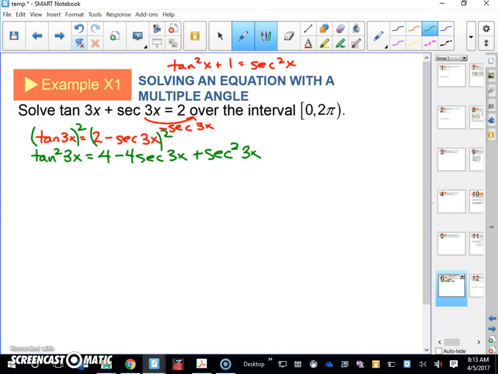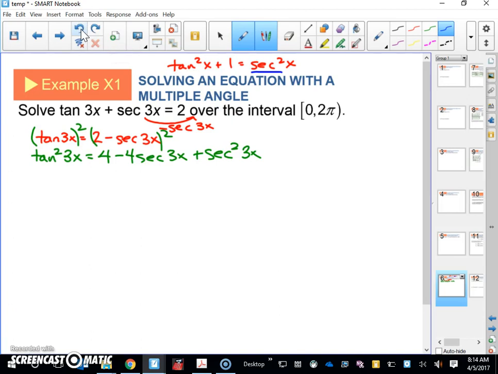Okay? So we can use this identity, and the last time we used it, we said secant squared was equivalent to tangent squared x plus 1. And so we would have done a substitution right here. But the problem with that is I'll still have a tangent and a secant. I'm trying to get to a situation where I only have one trig function. And so that's not exactly what I want to do.